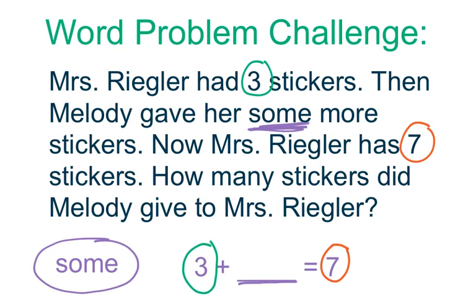So I've set up your number sentence for you. Your number sentence is going to be 3 plus something equals 7. It will be your job to figure out what that something is. You can use circles, like yesterday, the number line, like the day before, or another strategy that works for you. I can't wait to see what strategy you use to figure out what number is missing and how many stickers Melody gave to Mrs. Wriggler.